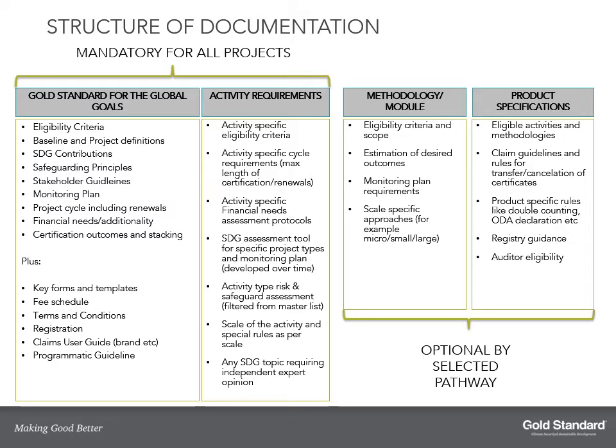Then the two right-hand boxes, methodology and product specifications, are the optional ones. In those you'd expect to find the details of how to quantify a given impact in the methodology, and in the product specification, the rules around issuing that product. And as I say, those are really optional depending on how you structure your certification pathway.